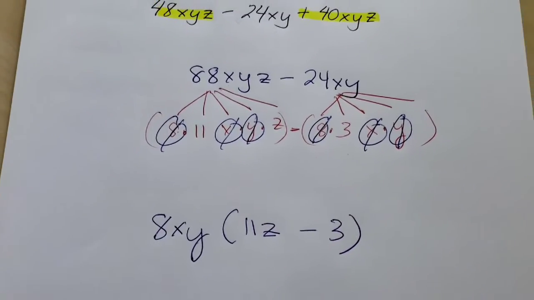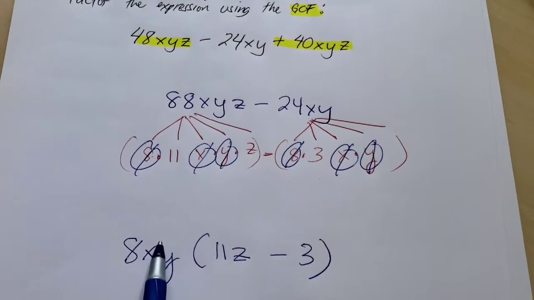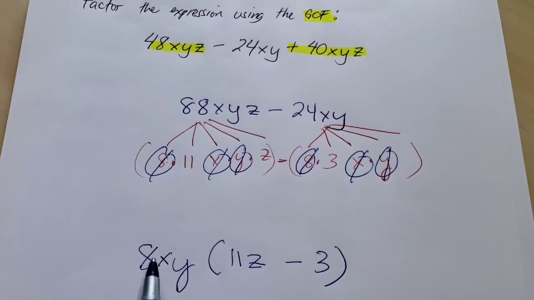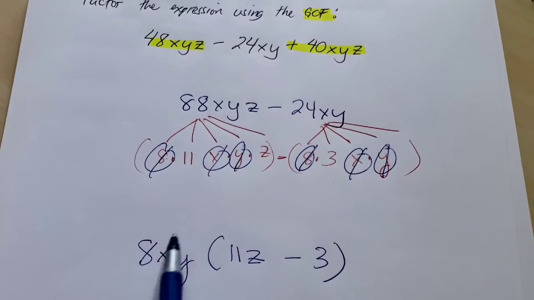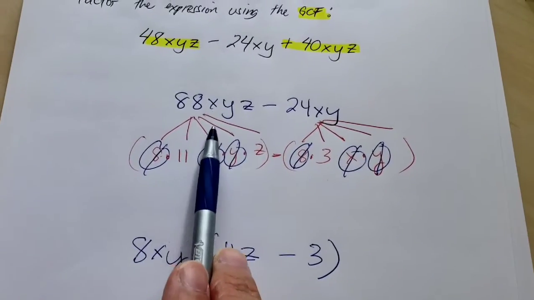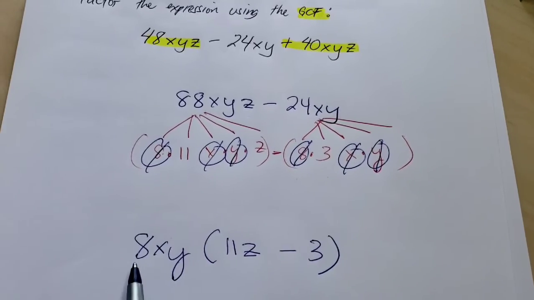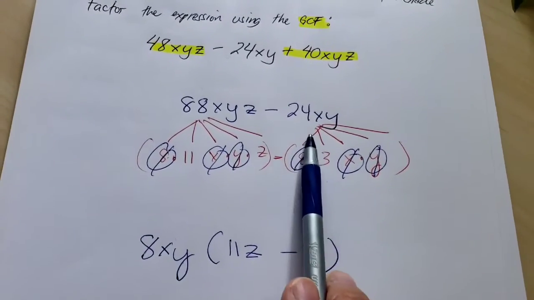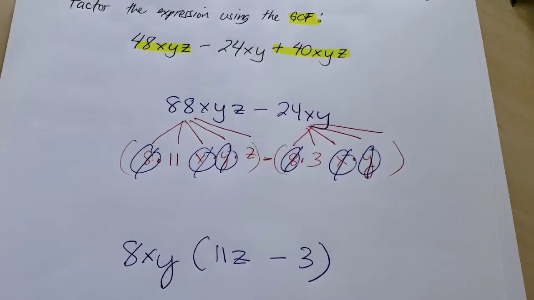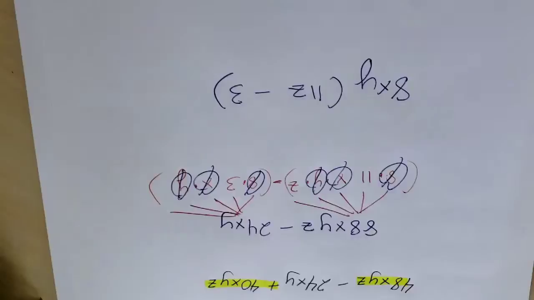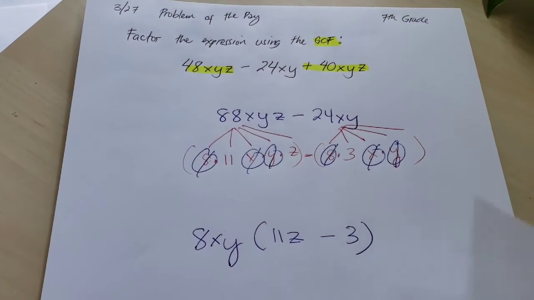And you are done. If you were to apply the distributive property, you get 8xy times 11z will give you 88xyz, and 8xy times minus 3 will give you 24xy. So that's it. Now, what if we do a ladder method?